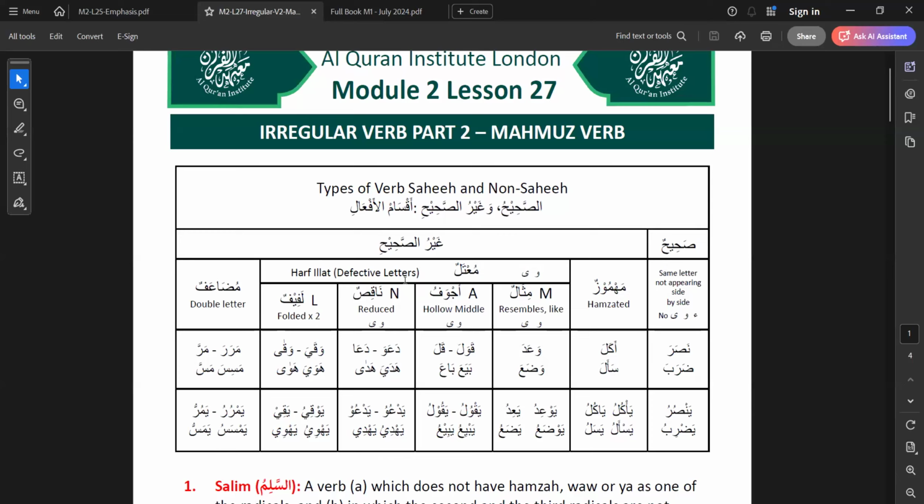I'm just saying manal because for memorization it's easy, and most of you know it's mithal, ajwaf, naqis, and lafif. So it's very important you memorize that. Those who have memorized it, use the examples as part of the memorization. So for sahih, any af'al is fine, nasr and daraba are examples. And we know mahmuz is hamza: akala, sa'ala.